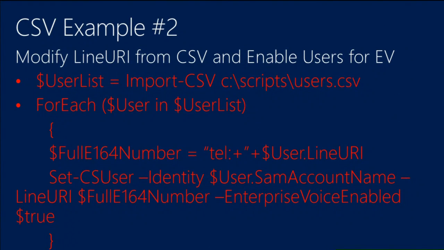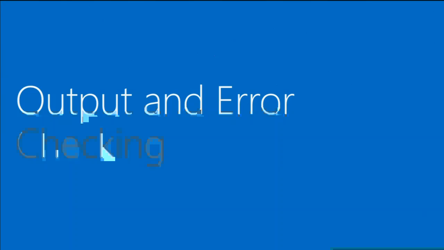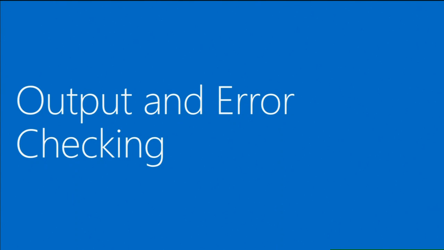Okay, so now we're going to move past this and do output and error checking. An important part of building up your scripts and getting to more complicated scripts is knowing what that script's doing and making sure it's doing what you want it to do, and that it's not causing you any additional errors or outputting information that you don't require.